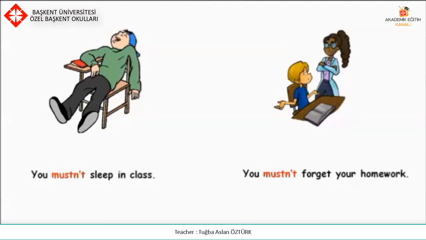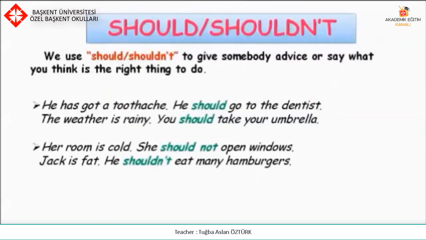Should and shouldn't. We use should and shouldn't to give somebody advice or say what you think is the right thing to do. He has got a toothache. He should go to the dentist. The weather is rainy. You should take your umbrella. Her room is cold. She should not open windows. Jack is fat. He shouldn't eat many hamburgers.